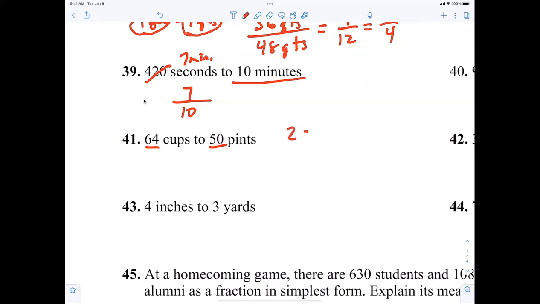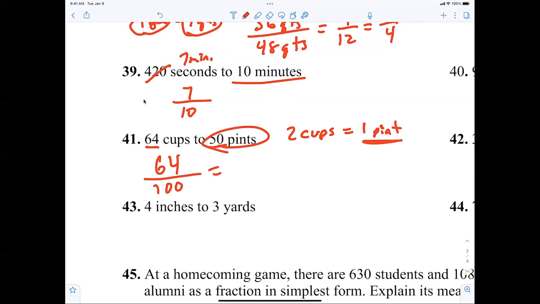Now let's put this down. 2 cups is equal to 1 pint. So I like to say if I have 50 pints, then I have how many cups? Well, no, 100, right? So 64 over 100. And tell me what that reduces to.